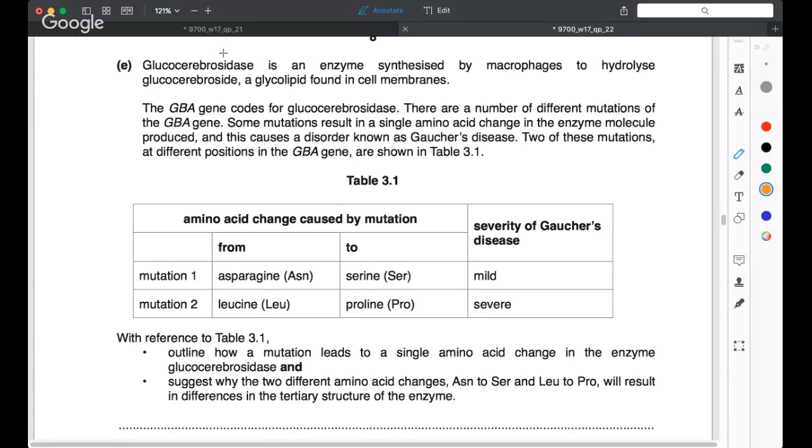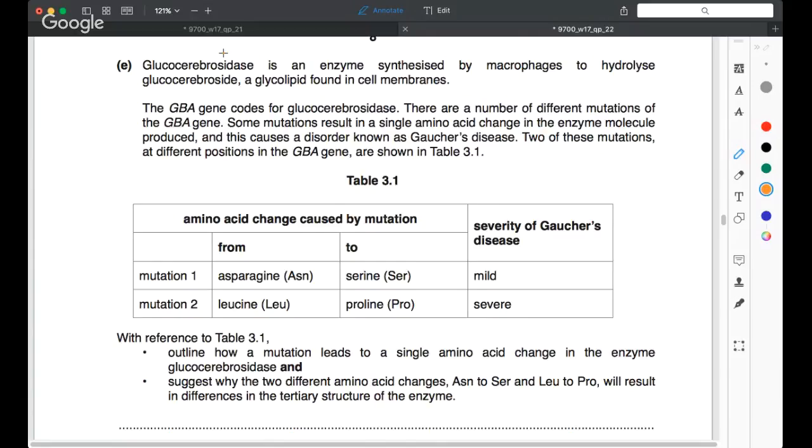There's one more piece of information in the table that you want to use in your answer. Which can cause more severe disease than the other. And you suggest to me why. Because the change in the tertiary structure is bigger. And what are we actually talking about? What is this protein? It's synthesized by macrophages and lyses a glycolipid. It's an enzyme, basically.